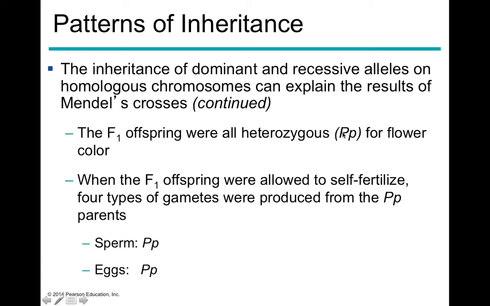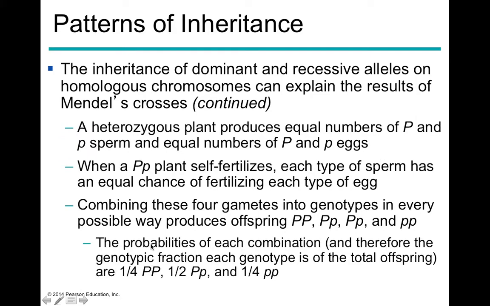That means they each have 1 copy of the dominant and 1 copy of the recessive allele for flower color. And when they're allowed to self-fertilize, they can make gametes in the form of sperm and eggs that can be combined in a lot of different ways. A heterozygous plant produces equal numbers of dominant and recessive sperm, and equal numbers of dominant and recessive carrying eggs. So when they self-fertilize, each type of sperm has an equal chance of fertilizing each type of egg, and we have these types of genotypes that can be produced from that.